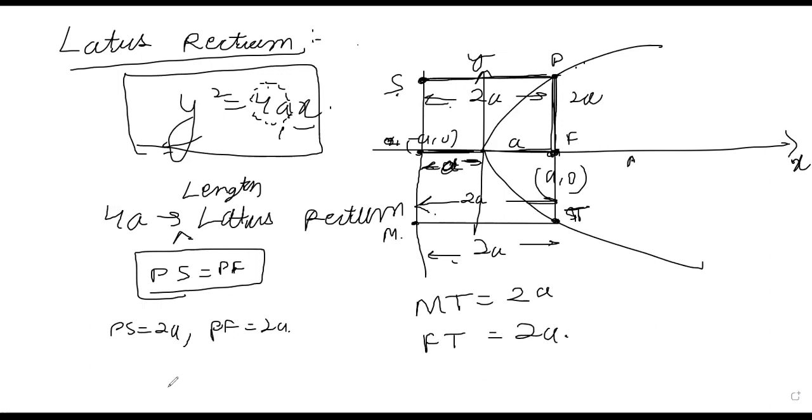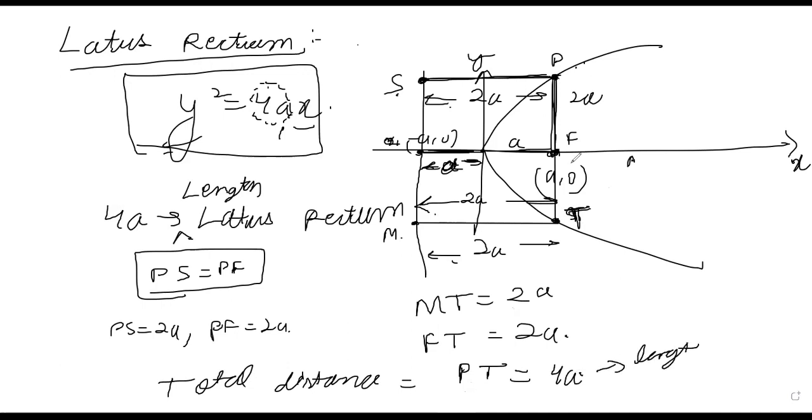So therefore, the total distance, which is PT. Can you see PT? Okay. The distance between this point and this point will be what? 4A. So this is the length of the latus rectum. This PT is the latus rectum.